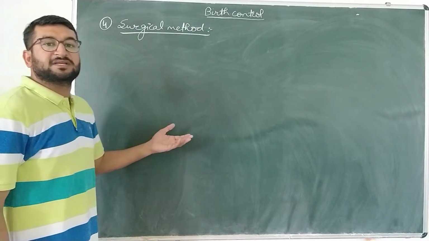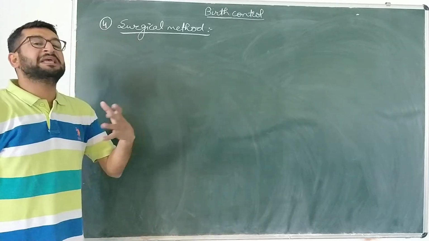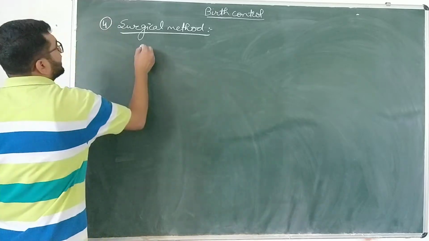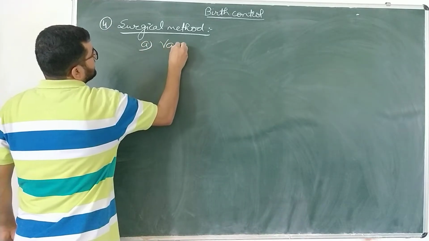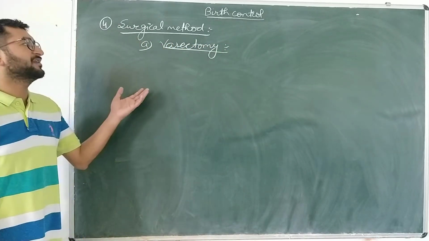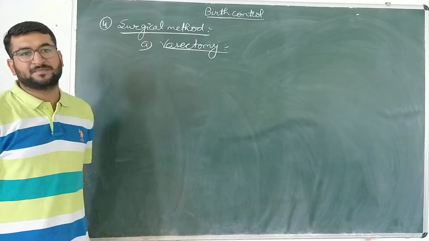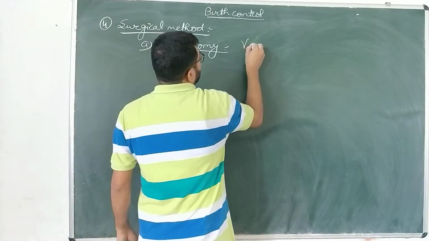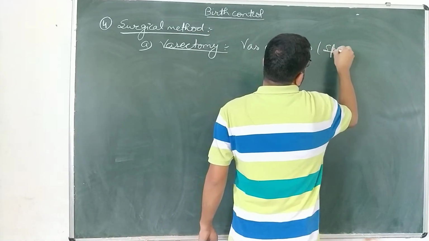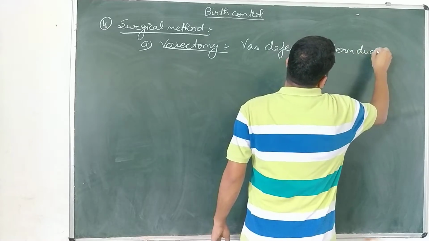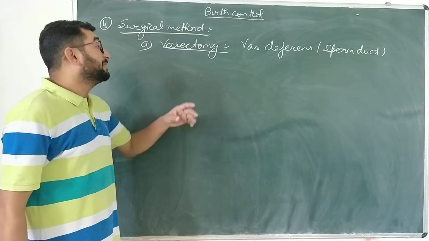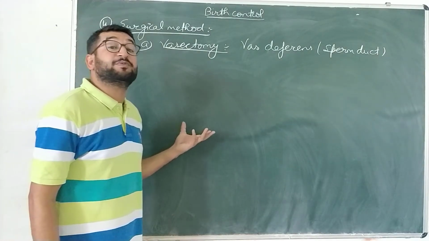As its name indicates, in it, surgery is done in the male and female respectively to prevent fertilization. This surgical method on the basis of male and female is of two types. First is vasectomy. In Hindi, this surgical method is known as nasbandi. The word vasectomy is taken from vas deferens, that is the sperm duct. This sperm duct is cut down and ligated, and then the entry of sperm into the semen is prevented.